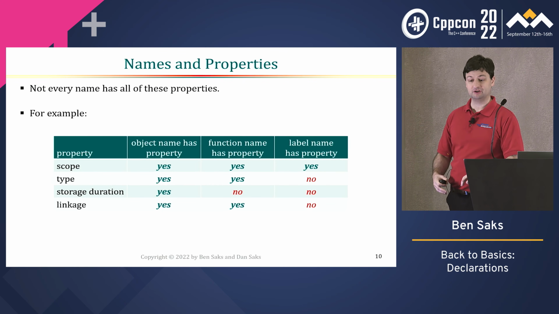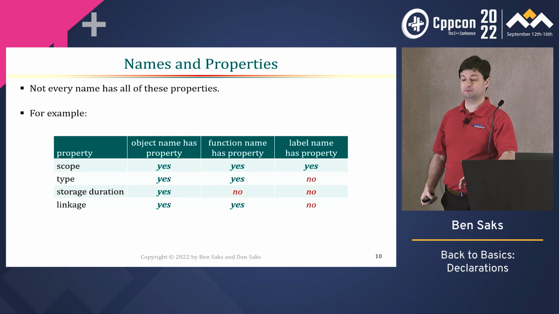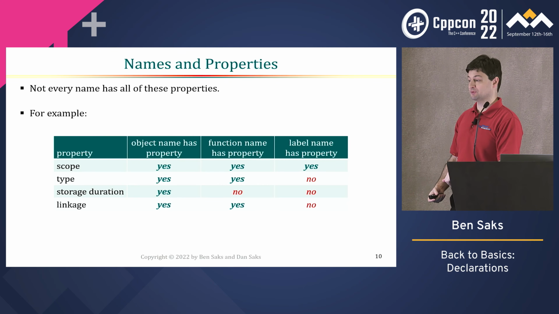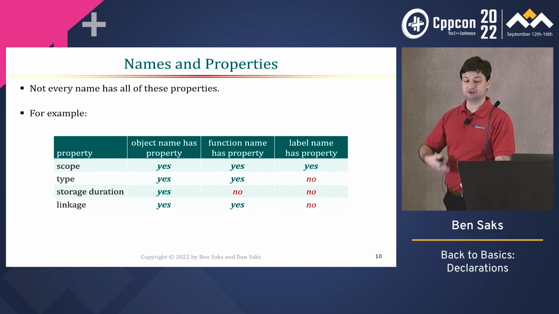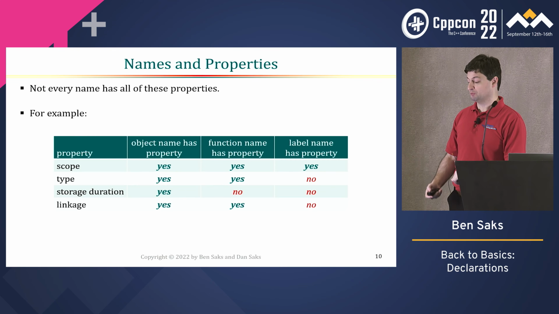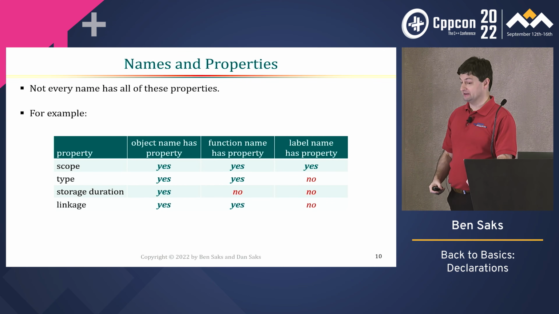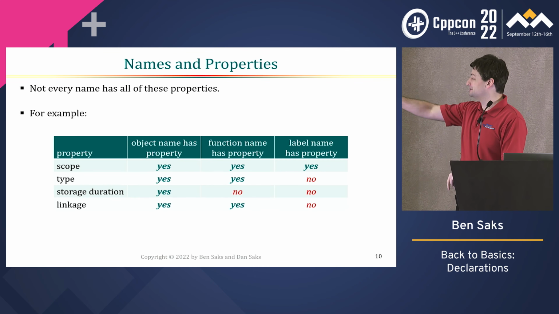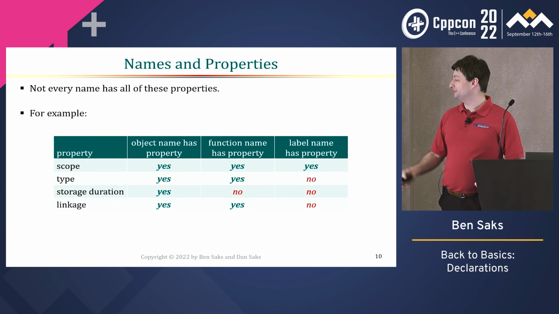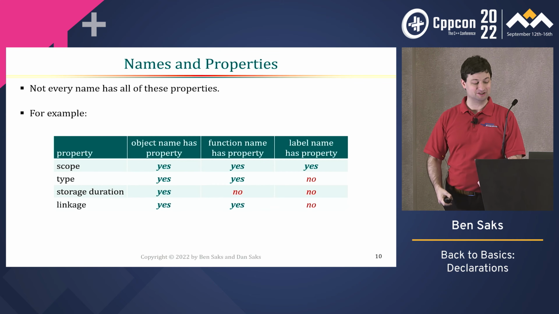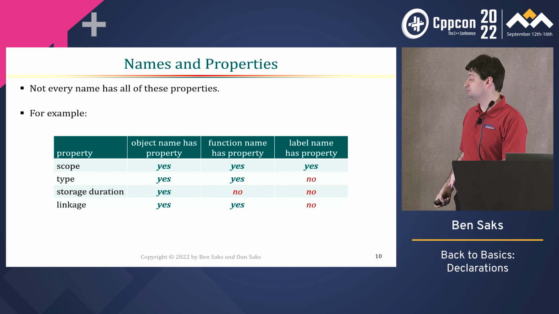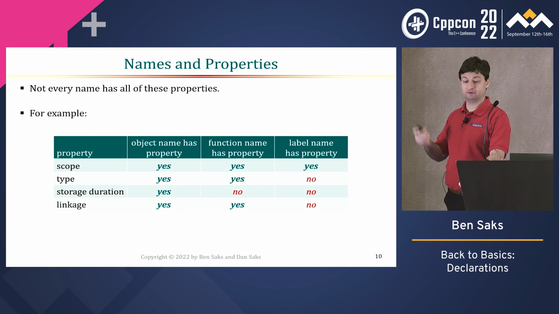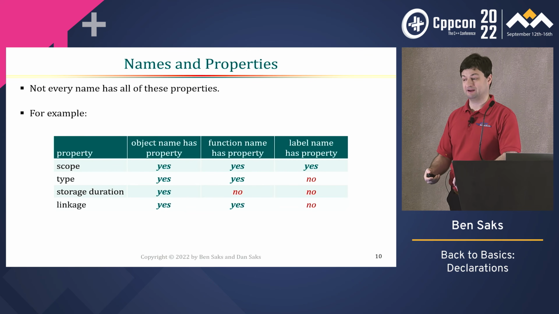There's no such thing as a function whose code doesn't live for the entire program. Even if it's a function like a lambda, the code exists for the duration of the whole program. Things like case labels for something like a goto, not that I'm suggesting you use gotos for anything, but they are still part of the language and they are useful for demonstration purposes, those just have a scope. There's no type associated with them. They don't take up any storage, anything like that.